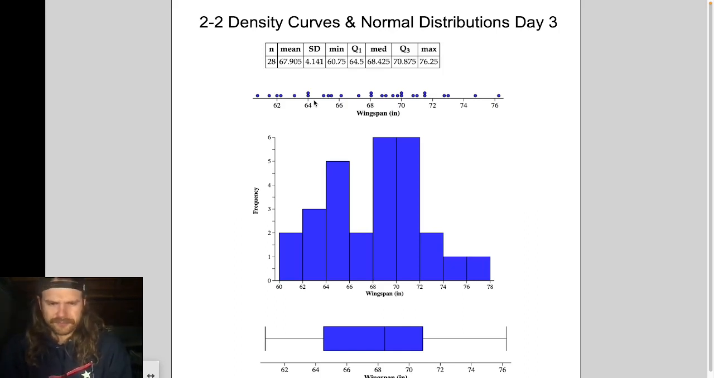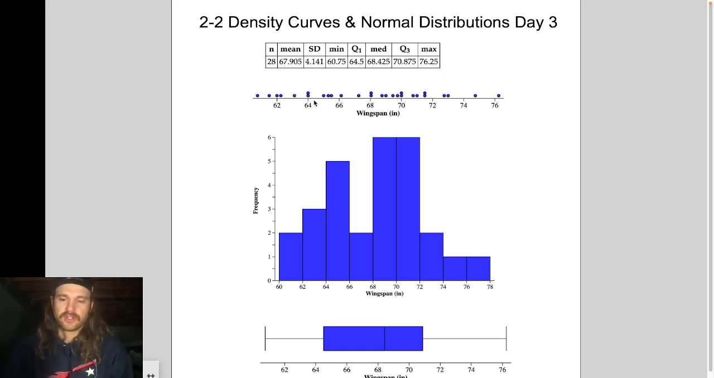Here we have our data from when we reached out and looked at our wingspans in class. Now, this is interesting data because we can talk about comparisons. We can talk about z-scores, but the question is: is this normally distributed? Is this something that we can look at as normal? And that's really hard to say.